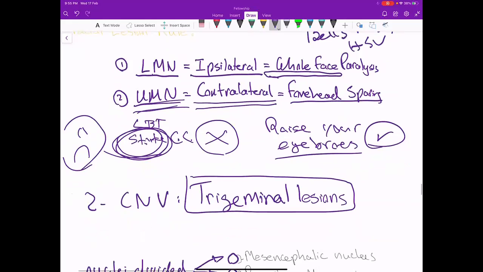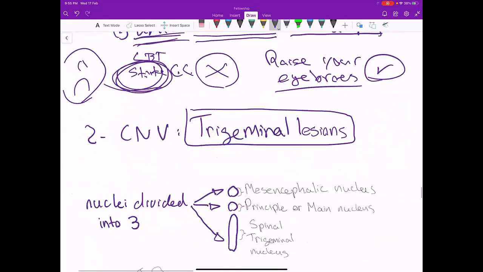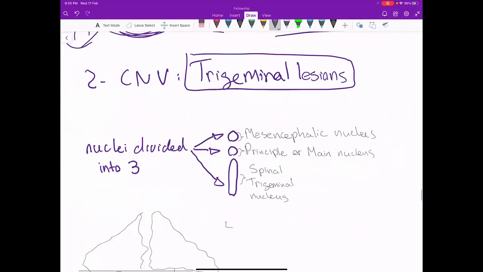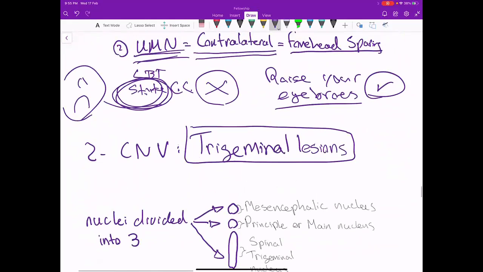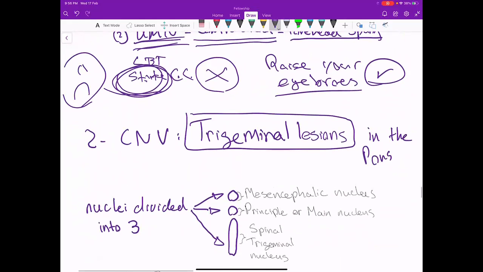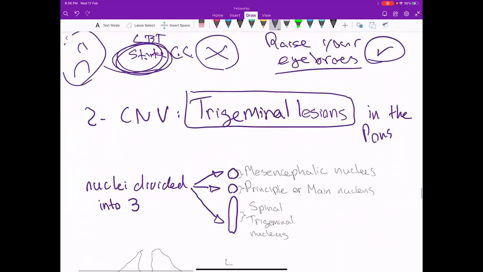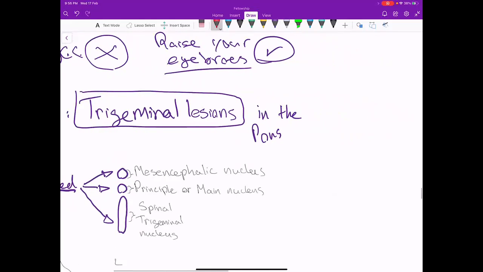The second nerve we're going to discuss is the trigeminal nerve. The trigeminal nerve is in the pons for the most part. Okay? Now, there's one exception. Before I explain the exception, you need to understand that the nuclei is divided into 3 portions. What are these portions? The mesencephalic nuclei, the principal or main, and the spinal trigeminal nuclei.